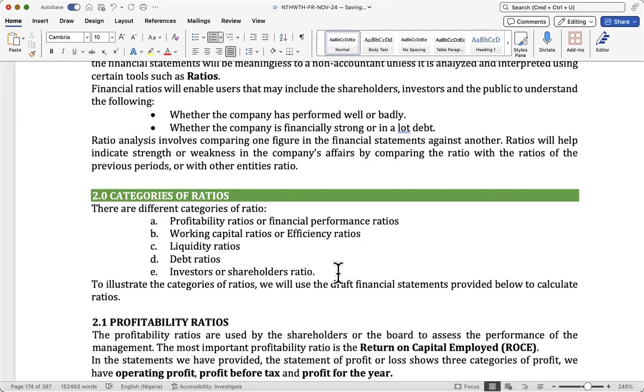What I want to teach you tonight is these ratios. As soon as we complete this tonight, then fine. What is left is just for you guys to attempt and solve past questions on your own. Then you'll be fine as far as ratios are concerned.